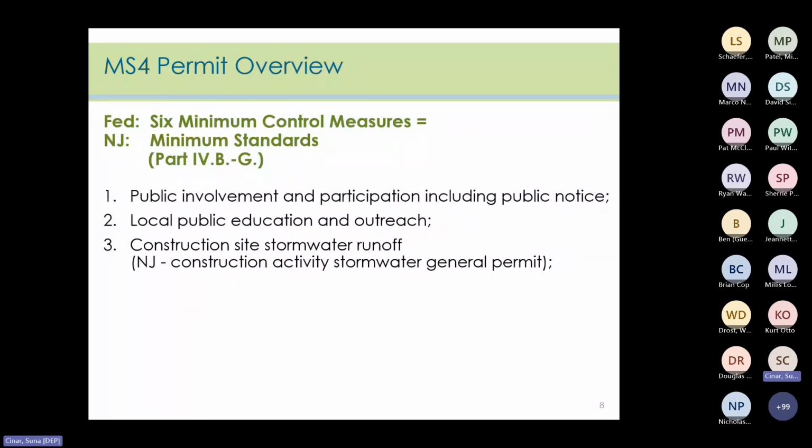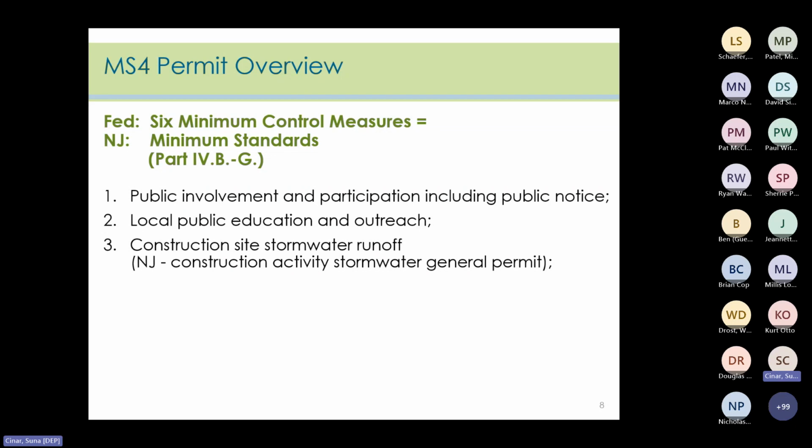The federal program requires that the MS4 stormwater program includes the six minimum control measures. The New Jersey MS4 permits require the same things except they are called the minimum standards and are found in Part 4B through G in your permit. The six minimum control measures cover: 1. Public participation, including the requirements for public notice. 2. Local public education and outreach, which can include labeling storm drains, training on building rain barrels, and other measures to increase public awareness on pollution prevention.